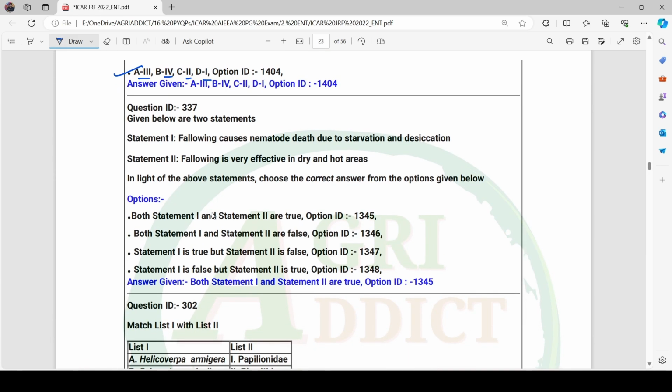Next question is a statement type question. First statement: fallowing causes nematode death due to starvation and desiccation. Yes, when you fallow the field for several months and days, surely nematodes will die due to starvation and also due to loss of moisture or desiccation. And statement 2 is fallowing is very effective in dry and hot areas. Yes, absolutely. That's why desiccation is caused. So both the statements are correct. That is option 1.